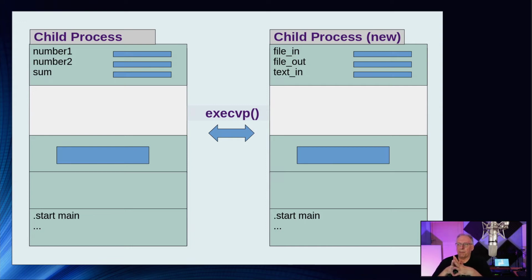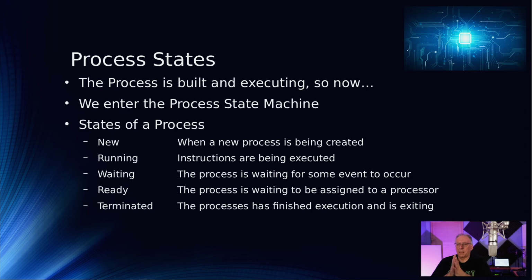So here's my exec. This is what happens. In this case, I'm firing up a file copy, and I'm doing an execvp here. So my child process gets overlaid, and I have a new process after the exec. It doesn't make a copy. It just overlays it. So, okay, I'm built. Now I'm executing. Now what?